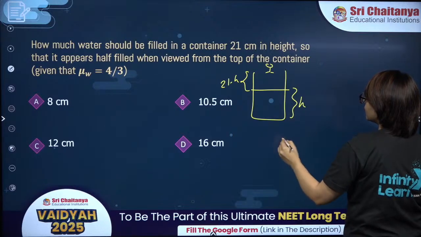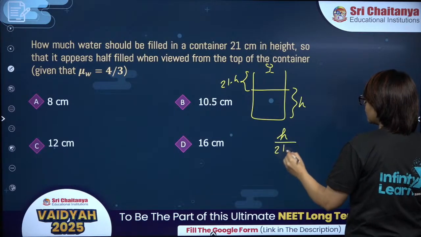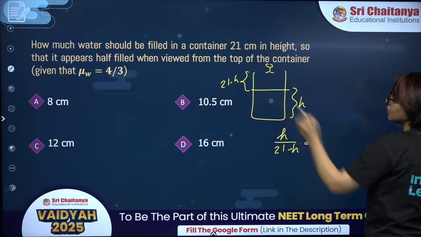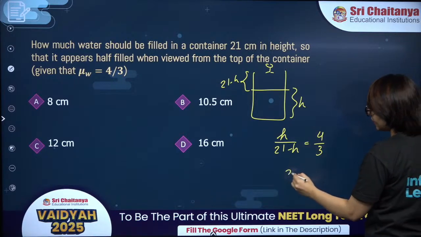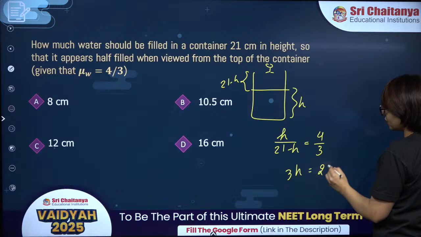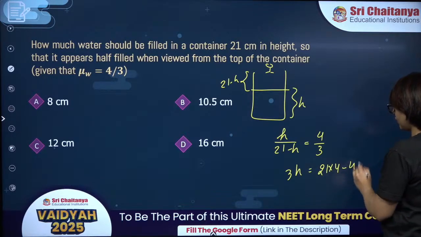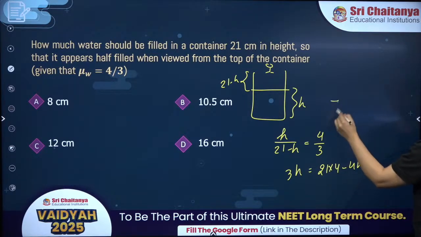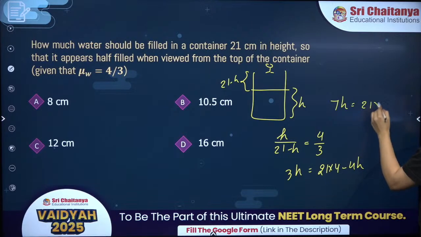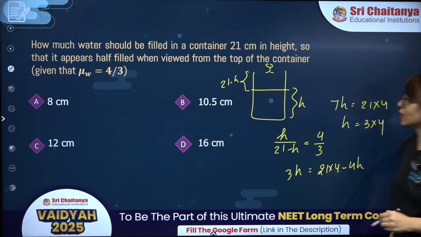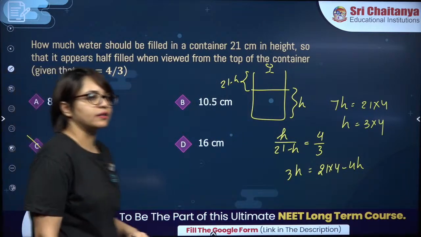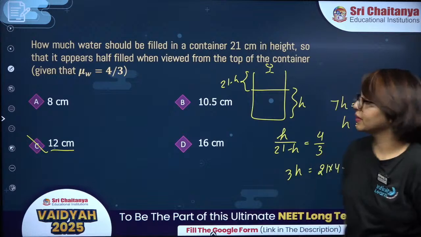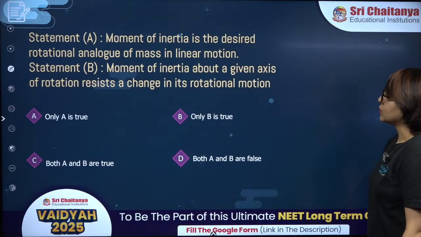Here the ratio will be h upon 21 minus h should be equal to the refractive index of water. So it will be 3h is equal to 21 into 4 minus 4h. So we have 7h equal to 21 into 4. So h will be 3 into 4, that is 12 centimeter, which is option C. Option C is the correct answer. Let's move on to the next one.